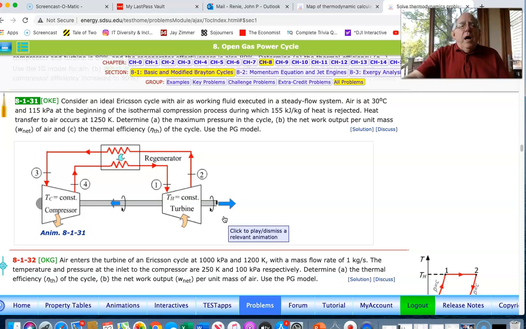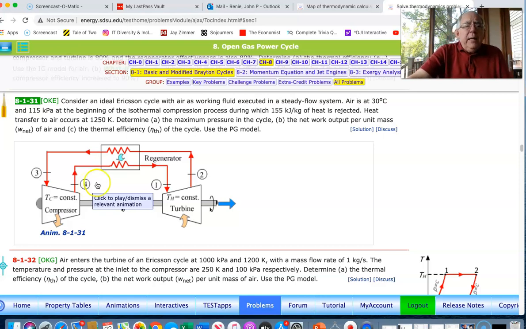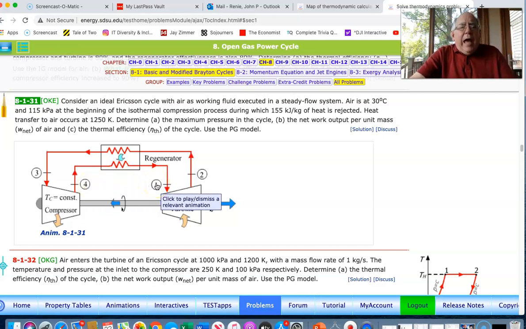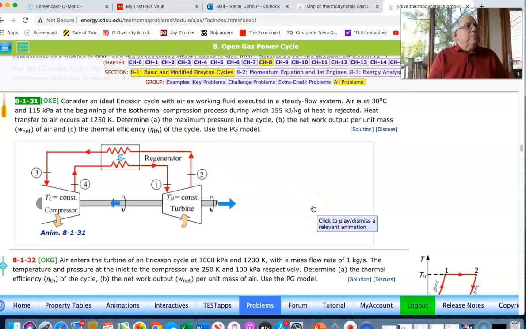They're asking us for the maximum pressure in the cycle, which is going to be whatever we determine state 4 to be, and that's also the pressure at 1. They're also asking us for the net work output per mass of air, as well as the thermal efficiency of the cycle.